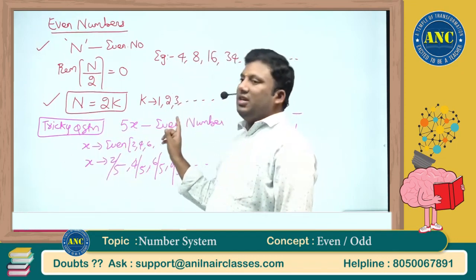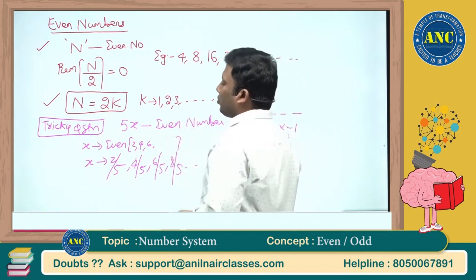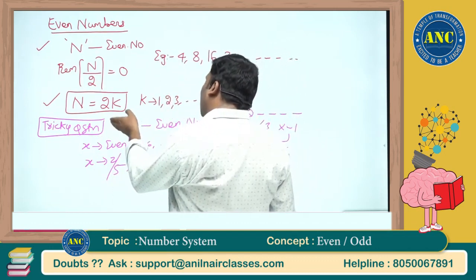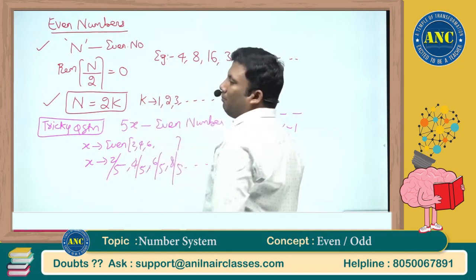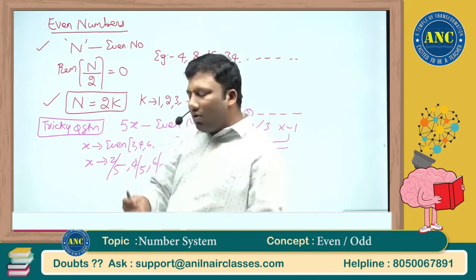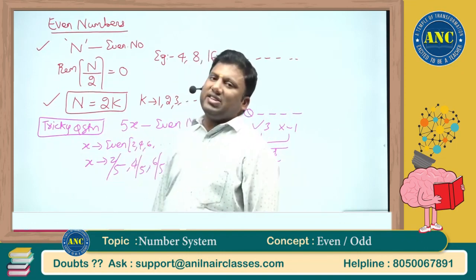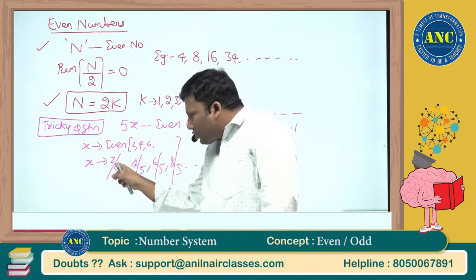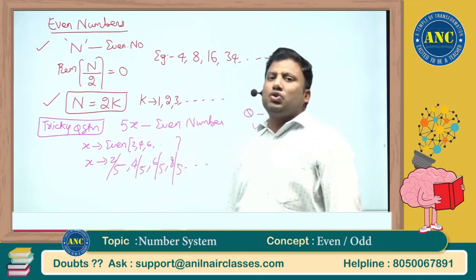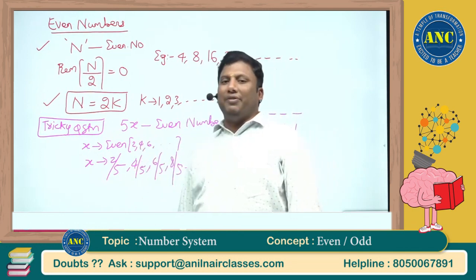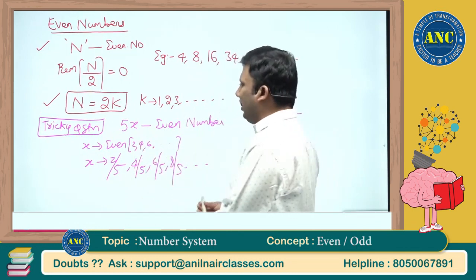If 5x is an even number, most of the students will think: 5 is an odd number, and odd into something is even only if that something is even. They will take x even. x is an even number undoubtedly, but x can also be a fraction. 5 into 2 by 5 is 2, an even number. 5 into 4 by 5 is 4, an even number.